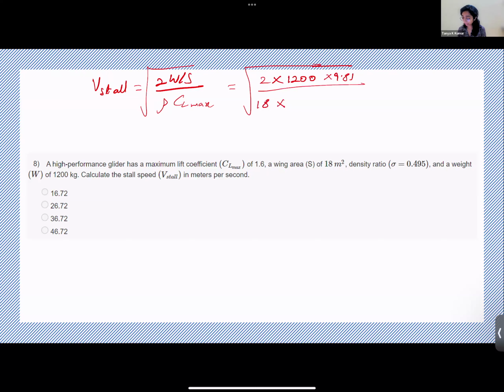Density, they've given you density ratio. They've given you this, right? So that is nothing but density by density at sea level. So density is 0.495 into density at sea level, which is 1.225. So put that here.